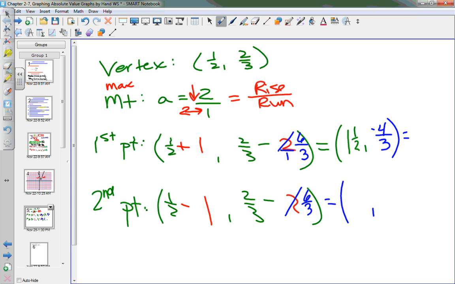Now what's 1.5? Do the C roll. 3. 2 times 1 is 2 plus 1 is 3 over 2 comma negative 4/3. Would you have gotten that graphically? No. No, you would not have.